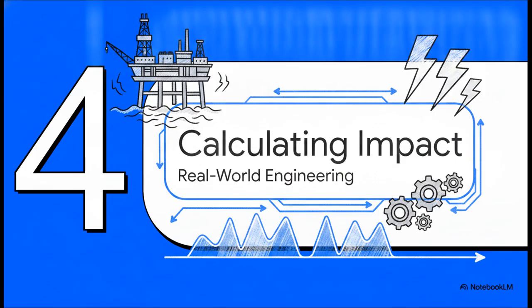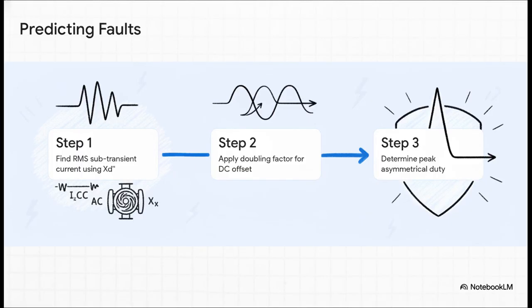Section 4. Calculating the impact. Let's move on and see how this builds. When predicting catastrophic fault currents for your switchgear, to keep an offshore rig actually safe, this is your exact methodology. Step 1. You calculate the RMS symmetrical subtransient current, and as we learned, you must use XD double prime for this. Step 2. You have to account for an accompanying DC offset by applying a doubling factor. And finally, step 3. This combined calculation gives you the peak asymmetrical duty. That is the absolute worst-case current your equipment must withstand in that very first cycle.